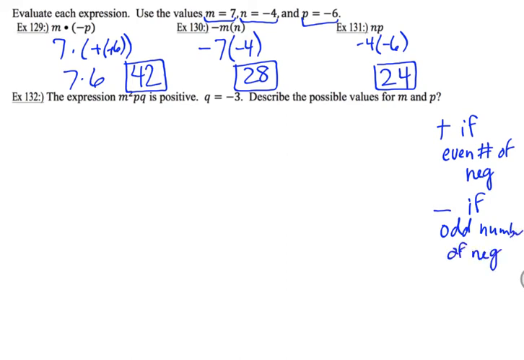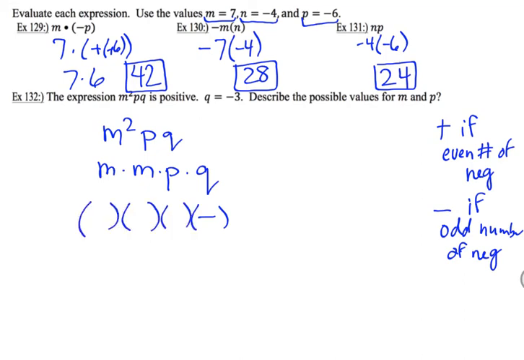Okay, so with this m squared, that means m times m. M squared pq is m times m times p times q. Now we're already told that q is going to be a negative number. We need m and p so that we get an even number. Now we do need one more negative. Now if m is positive and p is negative, we get our two negatives, we get a positive answer.